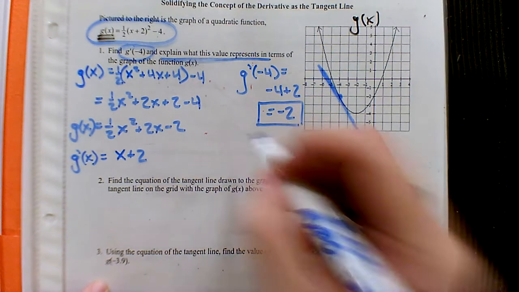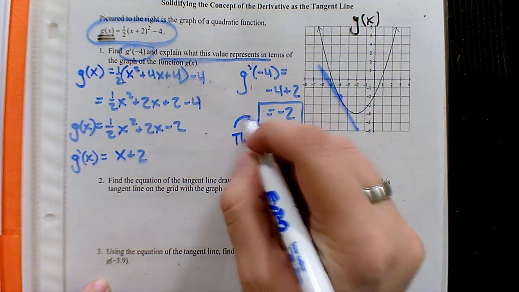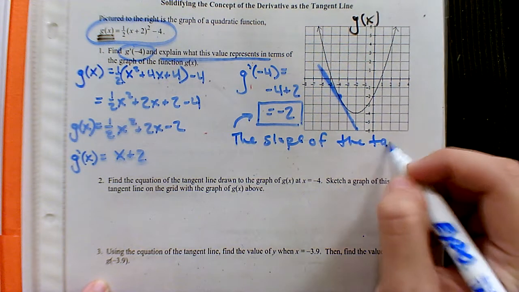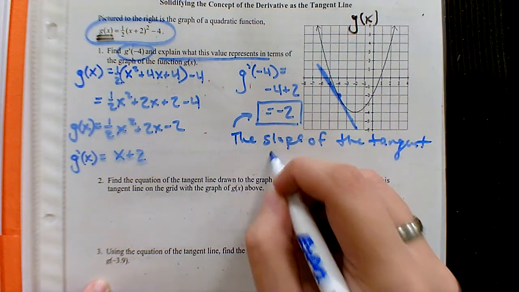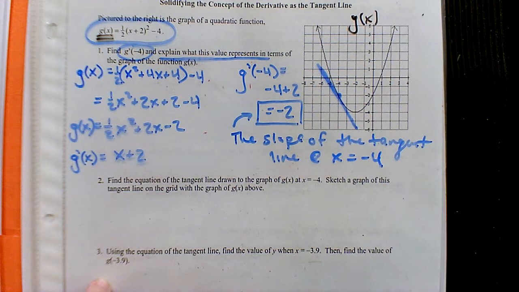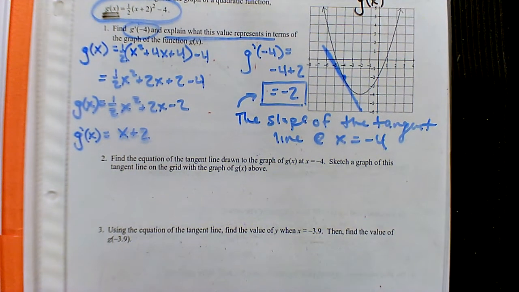Good, Stevie? The slope of the tangent line is -4. All right, the slope of the tangent line specifically at the location of -4. Good. Perfect, perfect. Let's check out 2.